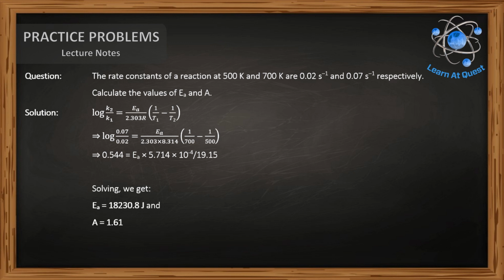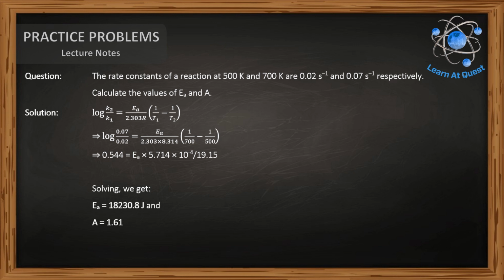Now here when we substitute the values of K1, which is equal to 0.02 per second, K2, which is equal to 0.07 per second, T1, which is 500 Kelvin, and T2, which is 700 Kelvin, we get log of 0.07 divided by 0.02 on the left hand side of the equation equals EA, which is the activation energy, divided by 2.303 multiplied by 8.314, which is the gas constant, that's the value of R, multiplied by 1 by 700 minus 1 by 500. Let us simplify this equation.